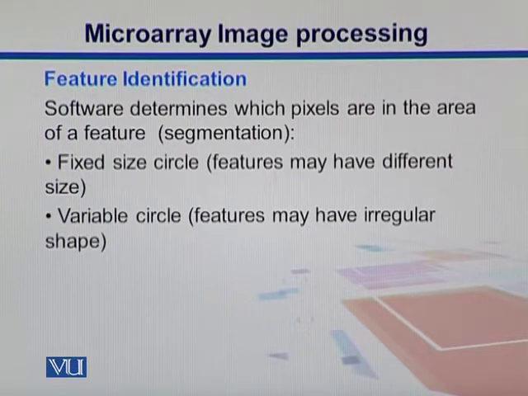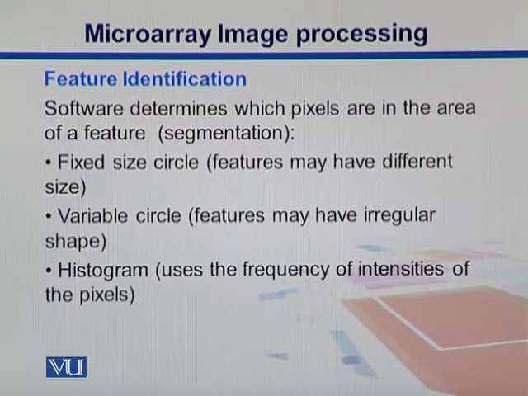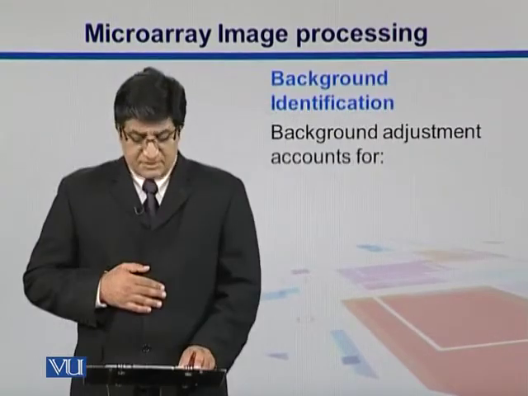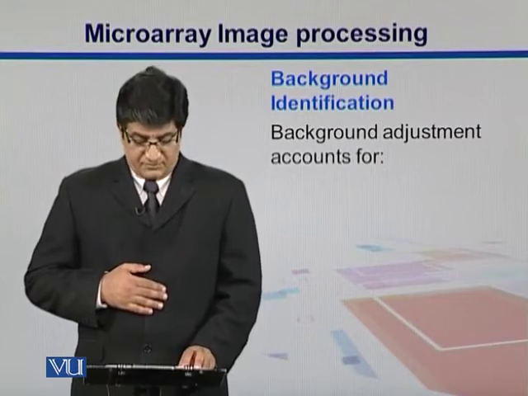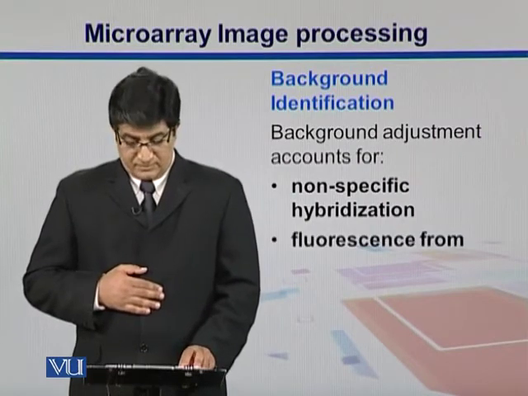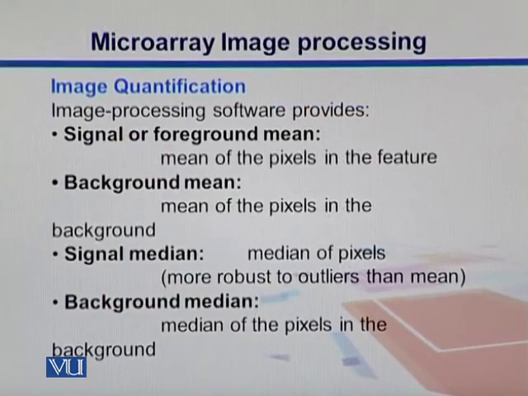We might have variable circles where we have irregular shapes, and sometimes they report the histograms using the frequency of intensities of the pixels. Now we come to adaptive shapes. From centers they extend to pixels with similar intensity. So these are variable properties which are associated with these features. Background adjustments are there and they are important. What the background accounts for is some non-specific hybridizations, some fluorescence coming from the glass. So image quantification is done by image processing software.